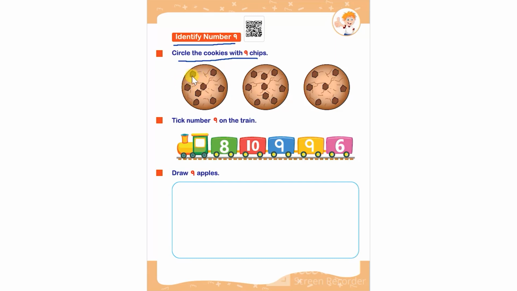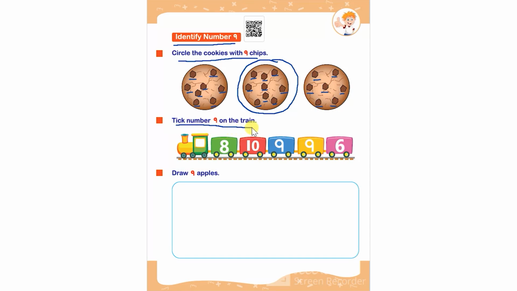So over here in the first one there are 1, 2, 3, 4, 5, 6, 7, 8 chips. 1, 2, 3, 4, 5, 6, 7, 8, 9. So in the second one there are 9 chips. So the child has to circle this. And in the third one there are 1, 2, 3, 4, 5, 6, 7 chips.